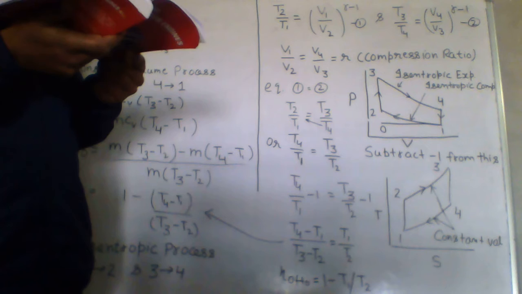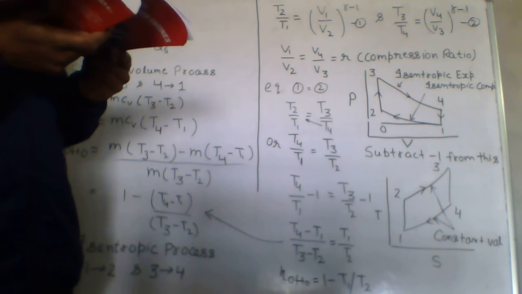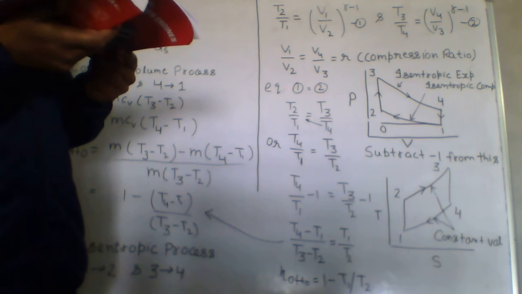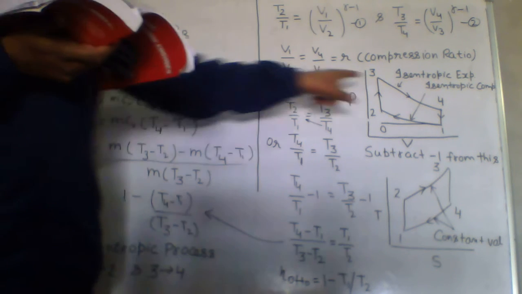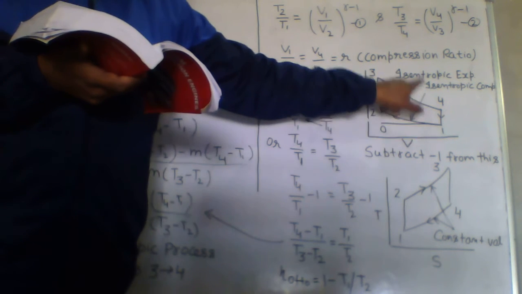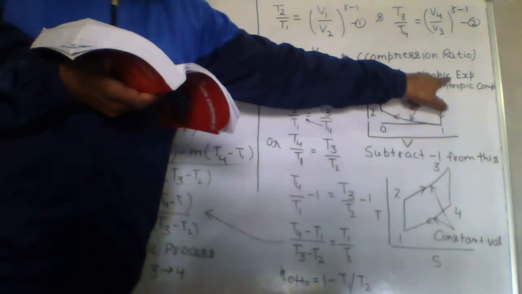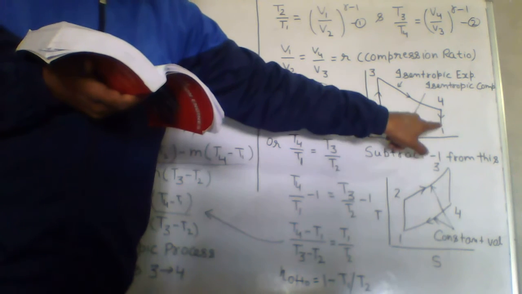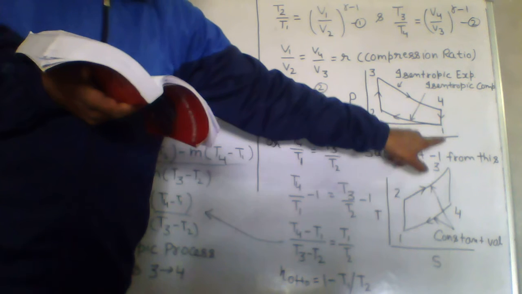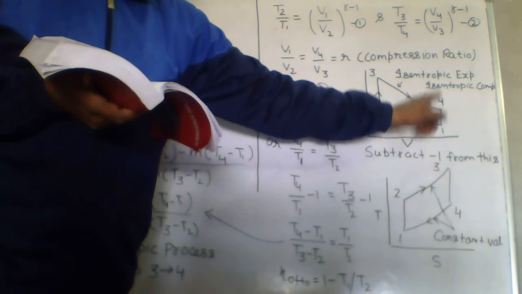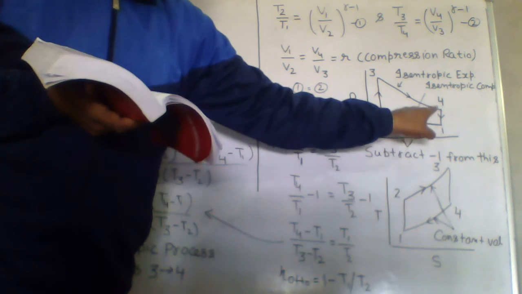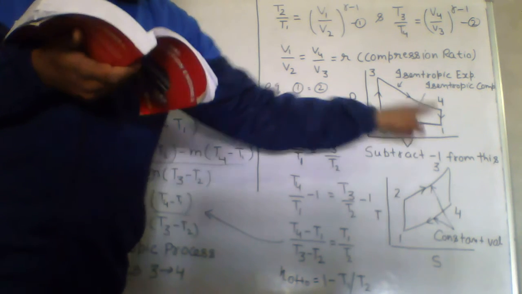The process 3 to 4 and 4 to 1 represent isentropic expansion and constant volume heat rejection respectively. So this 3 to 4 is your isentropic expansion process, and 4 to 1 is your heat rejection at constant volume. At 4 and 1 your volume is the same. It is also a vertical line. So 4 to 1 is your heat rejection at constant volume.